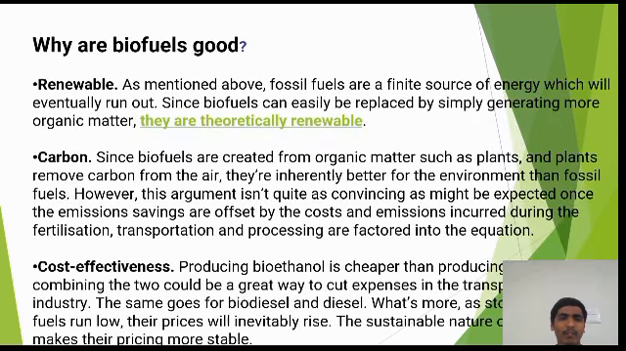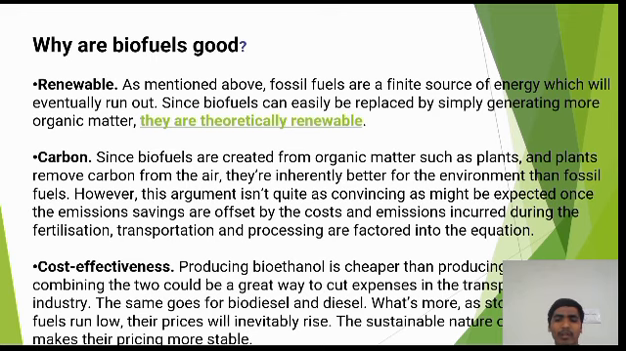Why are biofuels good? Renewable. As mentioned above, fossil fuels are a finite source of energy which will eventually run out, whereas biofuel can easily be replaced by simply generating more organic matter. They are theoretically renewable. Carbon. Since biofuels are created from organic matter such as plants that remove carbon from the air, they are inherently better for the environment than fossil fuels.